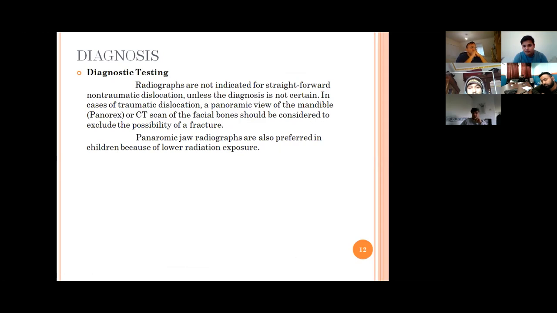So how do we diagnose TMJ dislocation? Usually TMJ dislocation is a straightforward diagnosis if it is non-traumatic, but we may have to do a radiological evaluation, that is a panoramic view of the mandible, or a CT scan of the facial bones if the diagnosis is uncertain or if the mechanism of TMJ dislocation is trauma. Panoramic jaw radiographs are also preferred in children because of low radiation exposure.